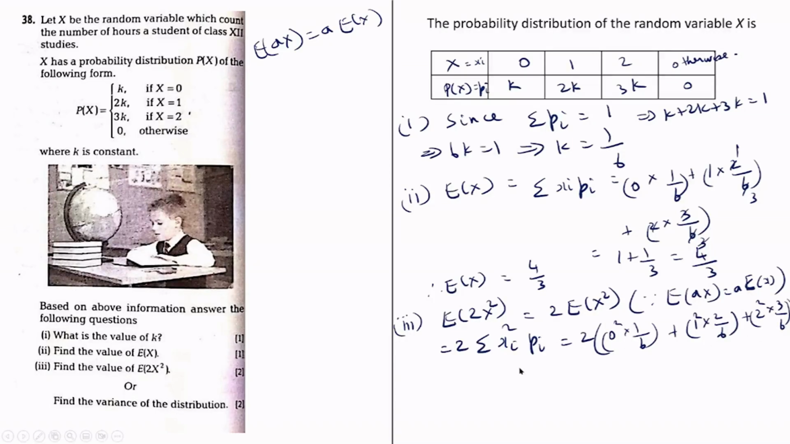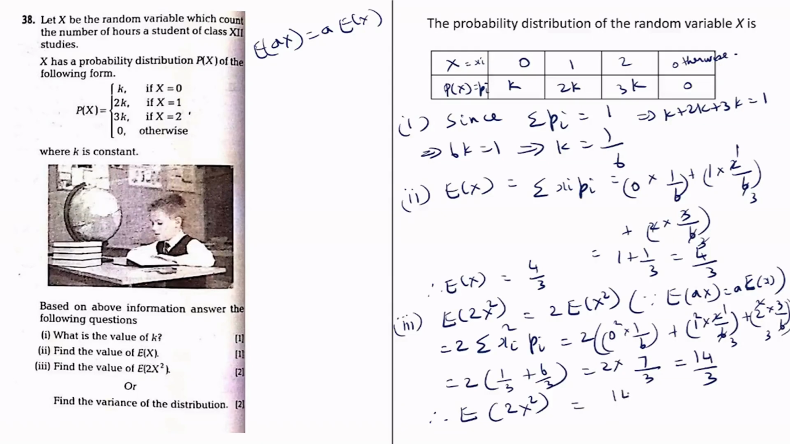There is 2 outside. So this is equal to 2 into, here this is 0, here we have 1 by 3, here let us have 6 by 3. So 1 by 3 plus 6 by 3. So this is 2 into 7 by 3, which is 14 by 3. Therefore, expected value of 2x square is 14 by 3.